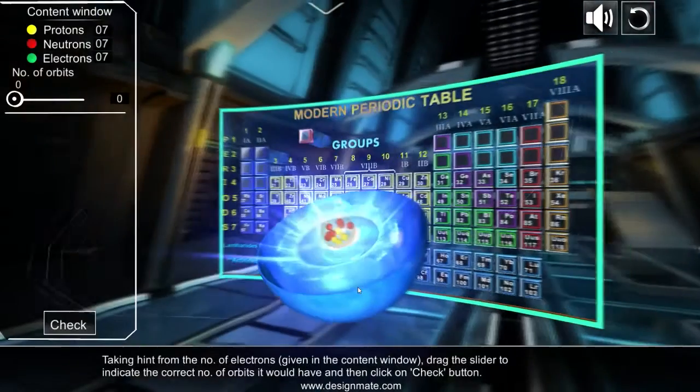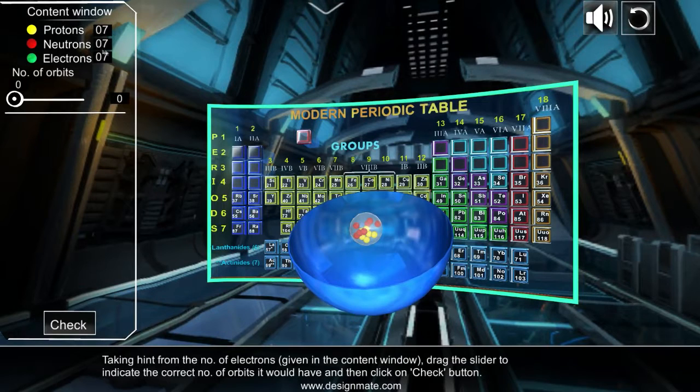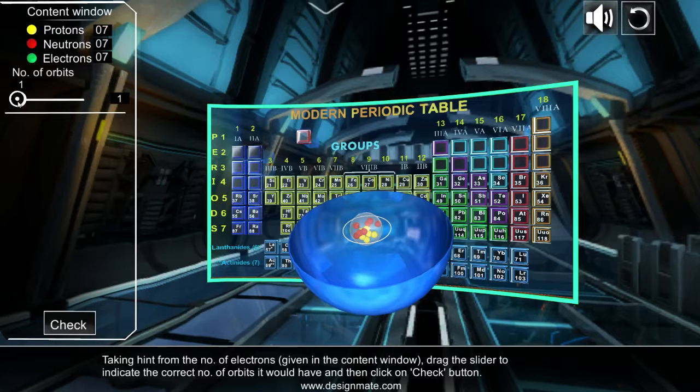Now this element is having 7 protons, 7 neutrons and 7 electrons. These 7 electrons would be present in shells. You can see I can move the slider over here and add the number of shells. Now if there are 7 electrons, based on the rules for filling orbitals, 2 in the first shell and 8 in the second shell, that is the maximum capacity of the shells. So if I place 2 orbits, that is my correct answer.